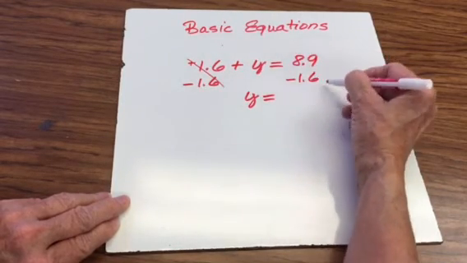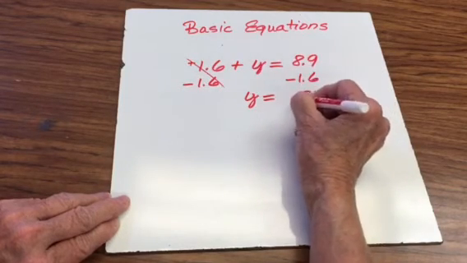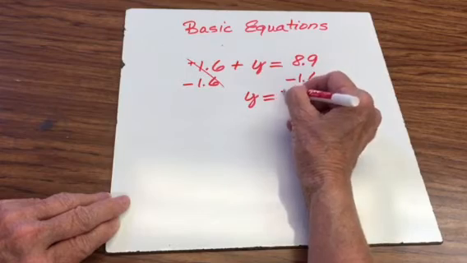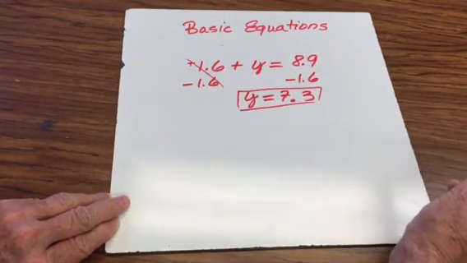Y equals, now we're going to subtract these numbers. 9 take away 6 is 3. Bring down the decimal. 8 take away 1 is 7. So our answer is 7 3/10.